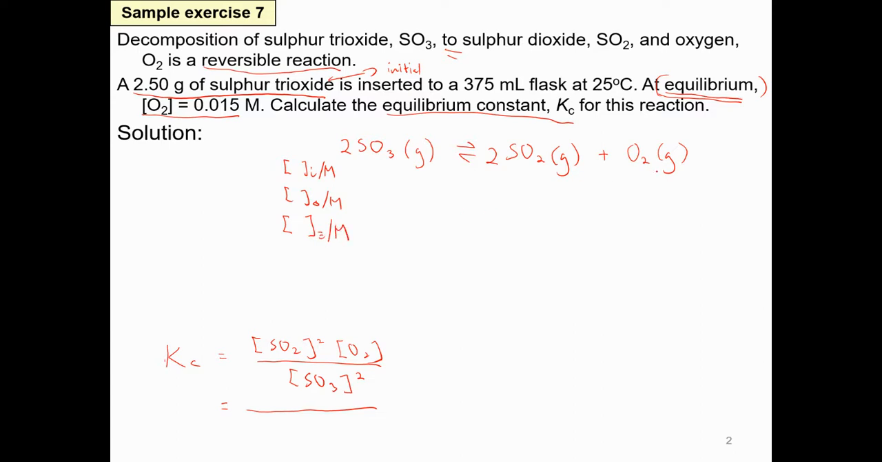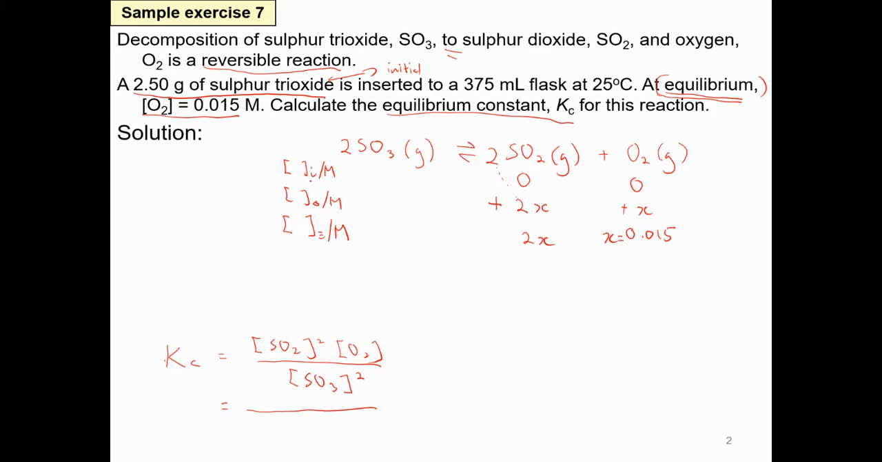Now, as we know, we only know that for oxygen it is 0.015. So we also know initially there is no product formed yet. And then we know that for changes, it will form 2 times, based on the stoichiometric coefficient. So for oxygen, it will be x. So at equilibrium, we will get 2x, and then we also get x. So x we know now, x equals 0.015.